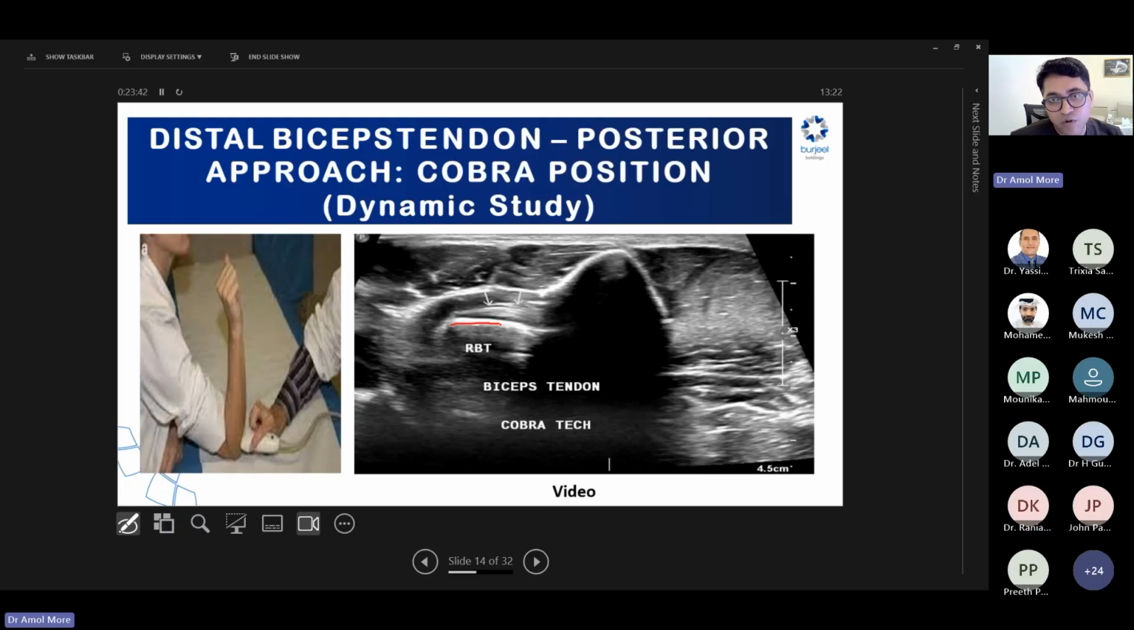This is your radial tuberosity outline, and this is the beak-like appearance of the distal biceps tendon insertion on the radial tuberosity. This can be assessed dynamically as well in pronation and supination position.